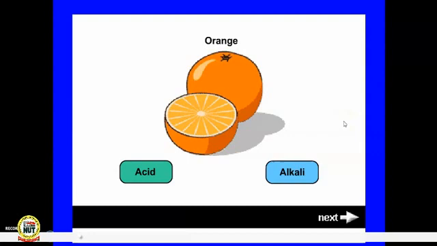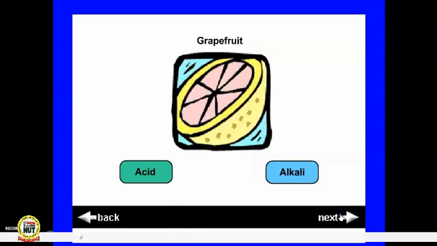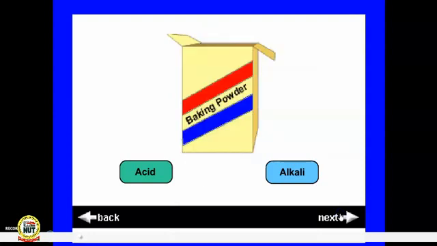Now, let's see if we can name some of the acids that are present in these items that are going to be listed. This is sweet orange. Is it acidic or an alkali? You tell us. Oven cleaner, is it acidic or an alkali? Grapefruit, is it acidic or an alkali? Vinegar, is it acidic or alkali? Baking powder, is it acidic or alkali?